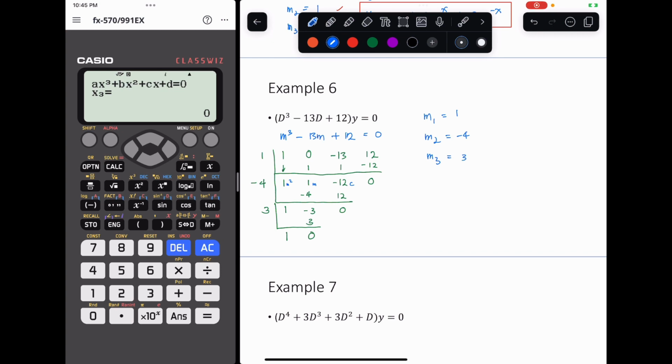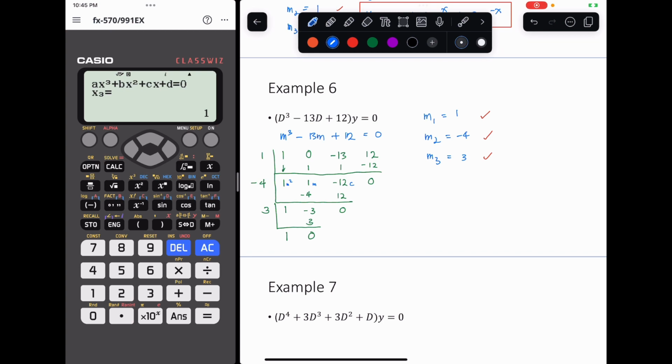So we can check that as well. Let's say I have a 1, then 0, and then m is negative 13, and then we have positive 12. So our first root is negative 4, the second root is positive 3, and the last root is positive 1. As you can see here, the 3 are distinct roots again.